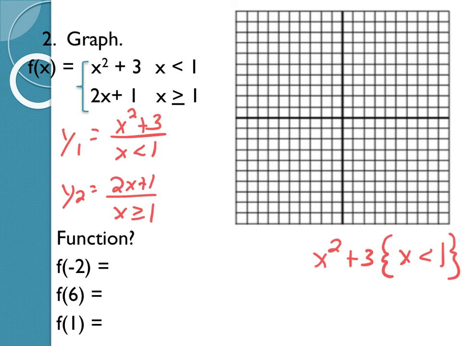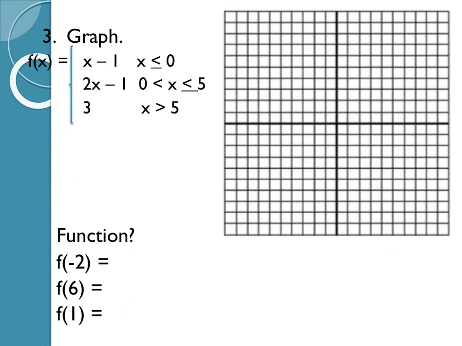So f of negative 2 is going to be 7. F of 6 is 13. And f of 1 is 3. Okay, so go through, put that in the calculator. You can always start and stop the video.